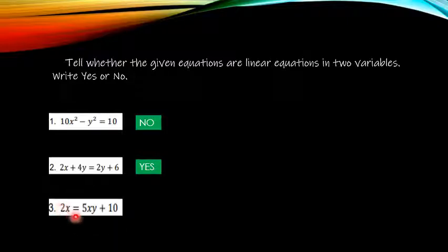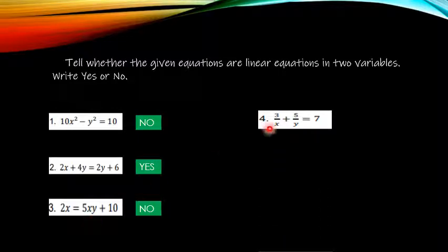Number 3, 2x equals 5xy plus 10. We have 2x and we have 5xy. They are first degree terms, right? So we have the exponent 1 here, exponent 1 here, and exponent 1 here. But as you can see, we have 5xy here. It's a combination of x and y. So therefore, that's not a linear equation. We need to separate the x and y, like in number 2.